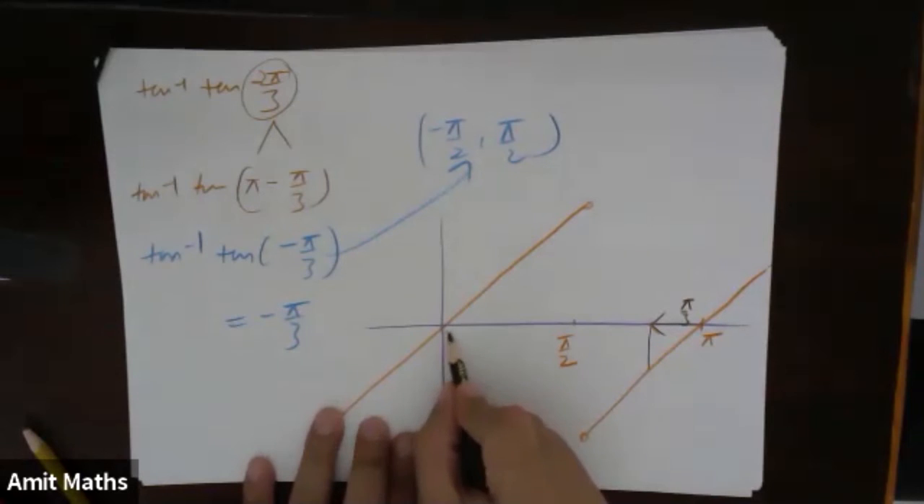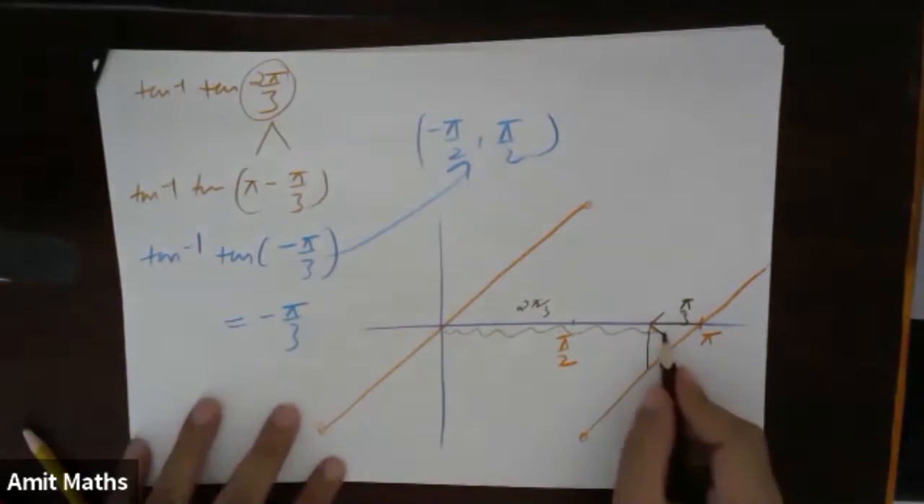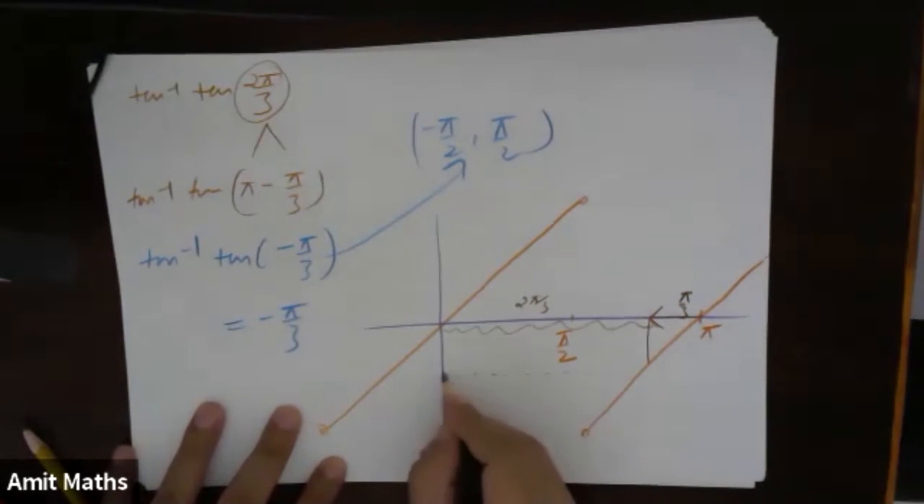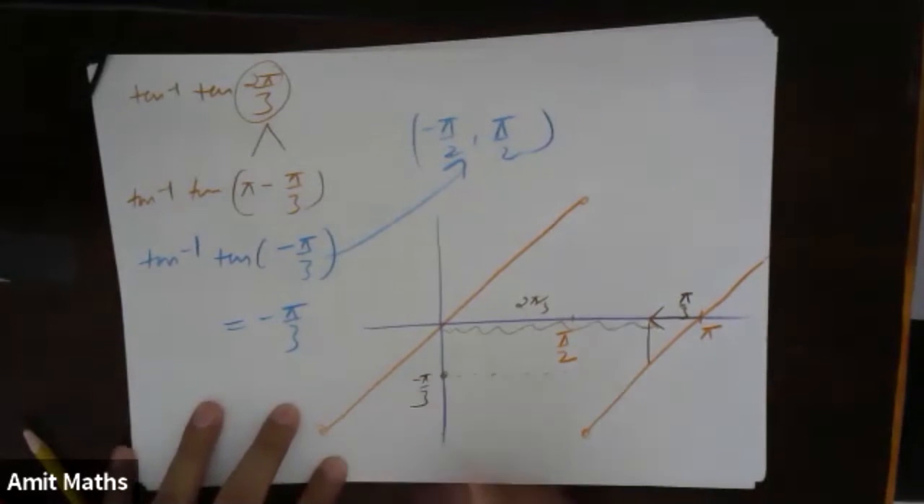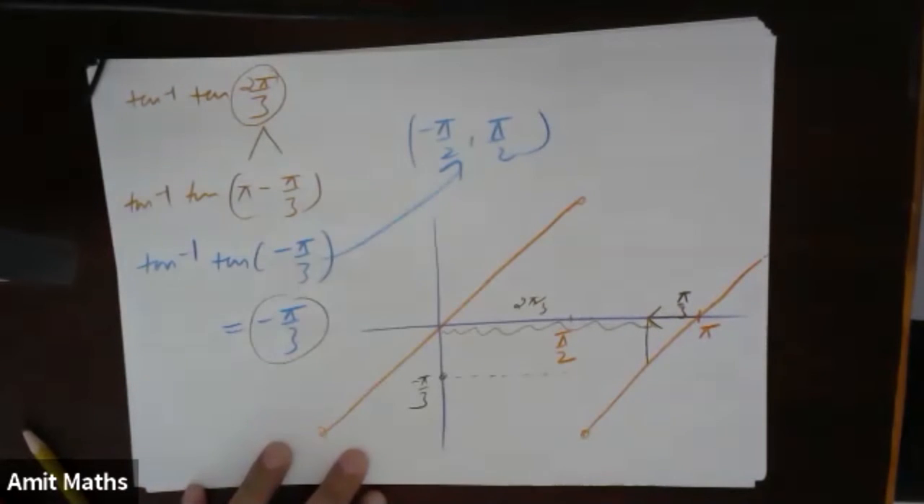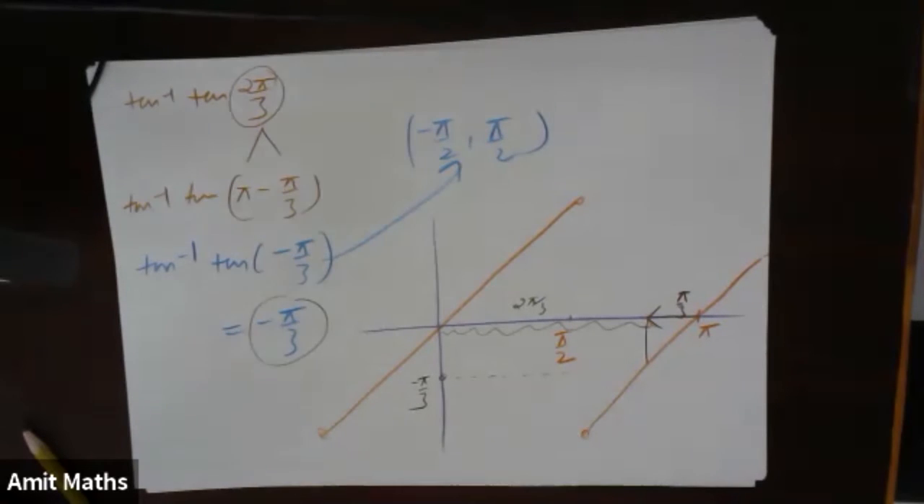And this angle total is 2 pi by 3. So if I reach here in the pi by 3 direction, this point will be nothing but minus of pi by 3. Exactly the same angle we are getting, by mathematical and by graphical approach. Everybody understood this part? Yes or no? Everyone, just check it once again.